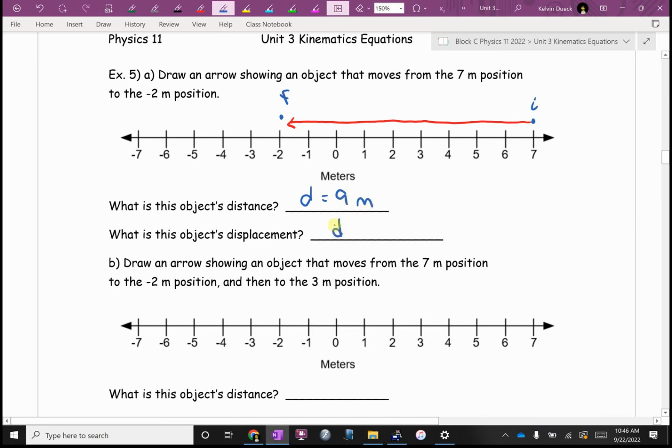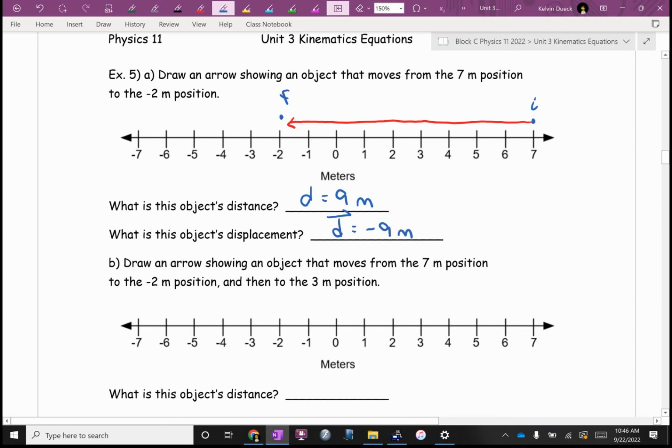What's this object's displacement, Matt? Nope. What's this object's displacement, folks? Darn right, it's -9. It's to the left. You said both answers backwards.